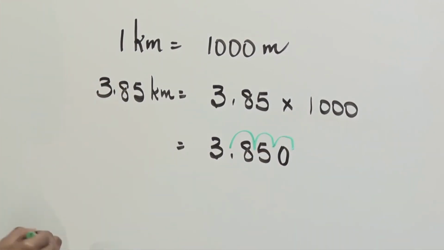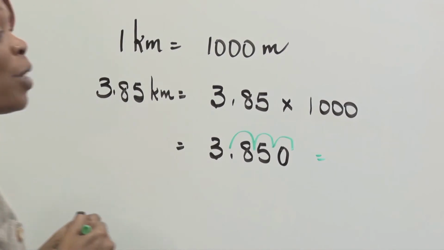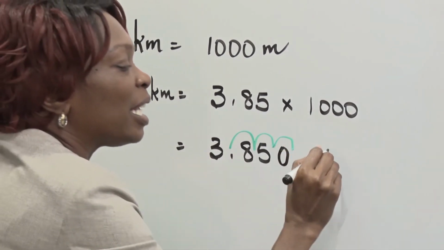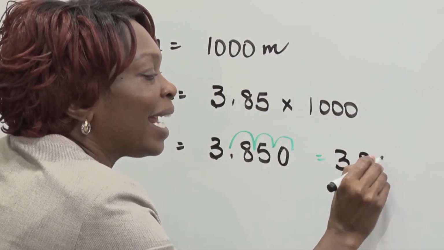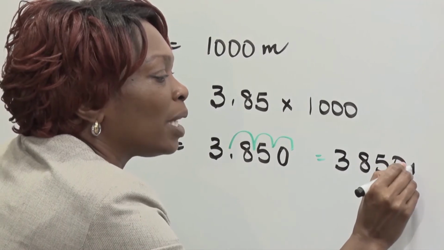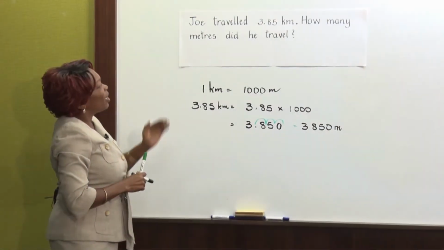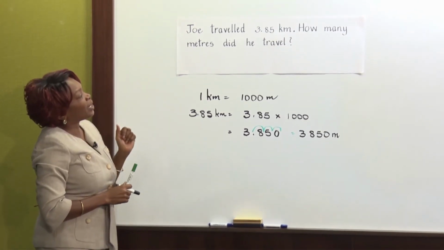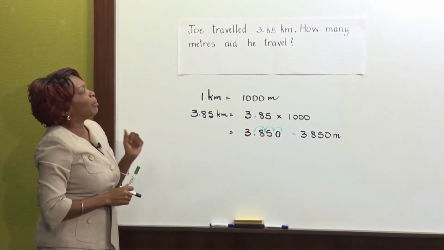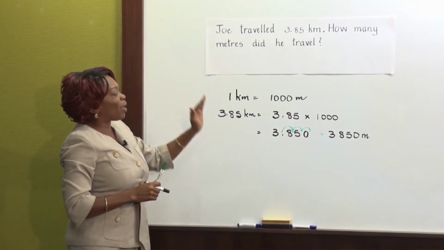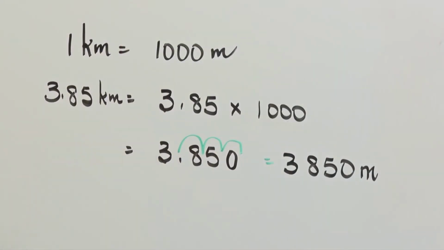So in truth and in fact, 3.85 is equal to 3,850 meters. Let's go back to the question. Joe traveled 3.85 kilometers. How many meters did he travel? Joe traveled 3,850 meters.